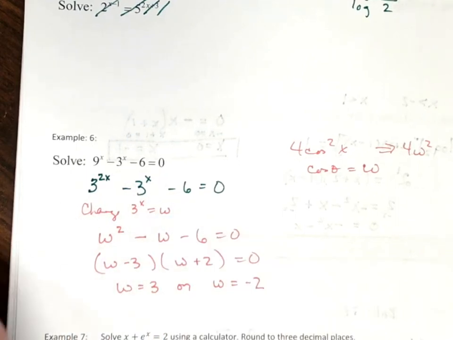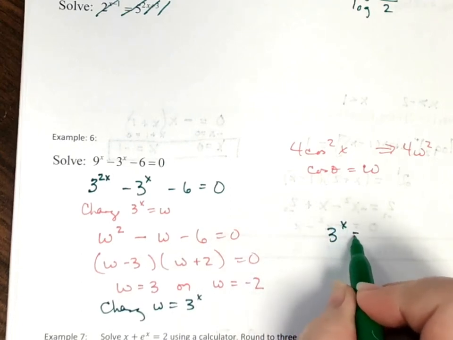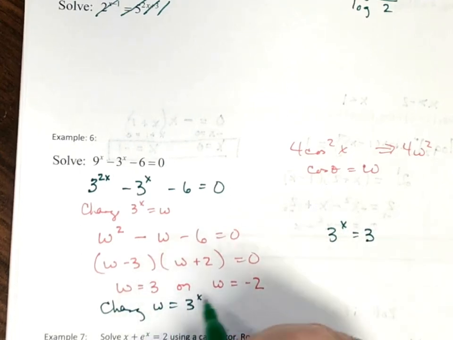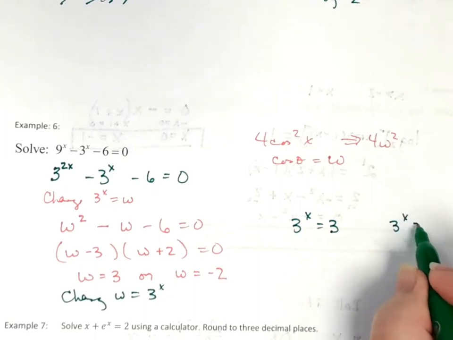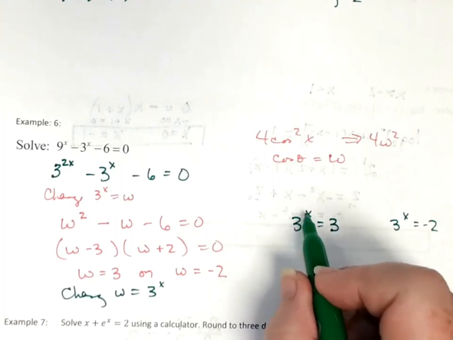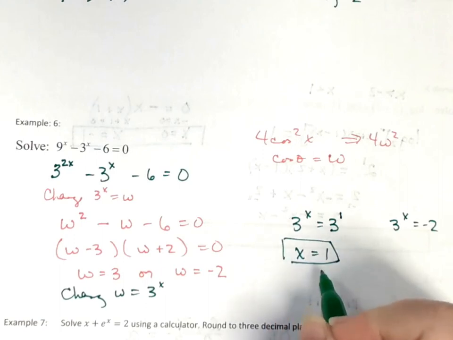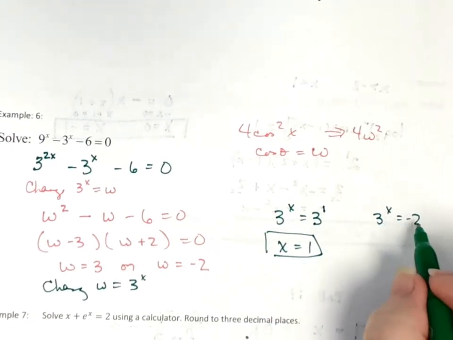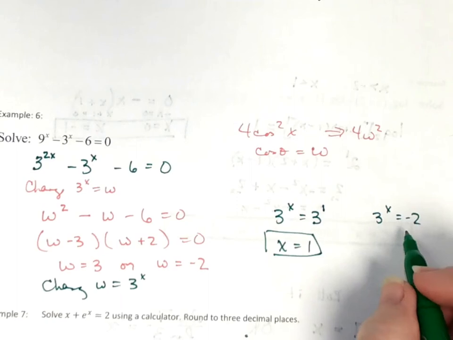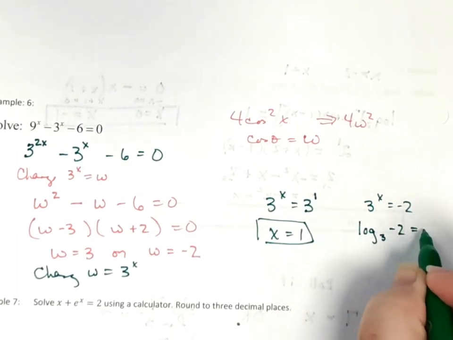So now we're going to change back. We're going to change w back to 3 to the x. So right here where it said w, I'm going to write 3 to the x equals 3. And I'm going to write 3 to the x equals negative 2. So now I have two problems I'm solving. Well, 3 to the x equals 3 to the first, so x equals 1. All right, that's an answer. I can't make them the same bases, at least not easily, so I'm going to rewrite log base 3 of negative 2 equals x.